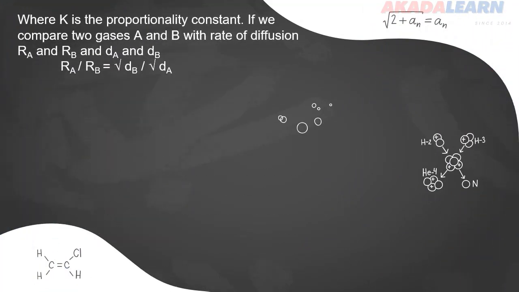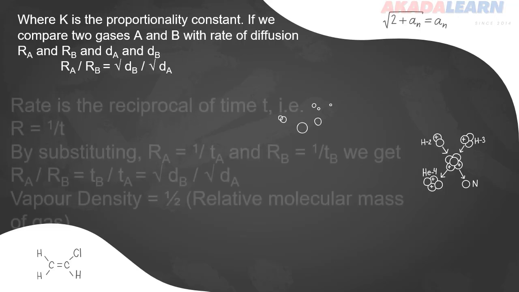Now, let's see how we can compare two gases, where K is the proportionality constant. If we compare two gases A and B with rate of diffusion RA and RB respectively, and dA and dB for their densities, then we are going to have a formula: RA divided by RB is equal to square root of dB divided by square root of dA. So if we have two gases and we're going to compare them, call one of the gases A, call the other one B, and use this formula. You'll be able to solve problems on Graham's law.